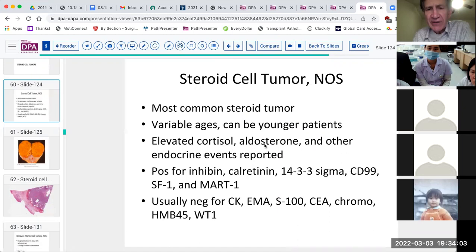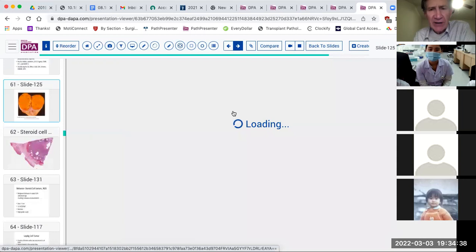And these, again, are positive for sex cord stromal markers like inhibin and calretinin. But they also have a few other specific markers like CD99 and 14-3-3 sigma, which I believe is another hormonal marker. And they'll usually be negative for cytokeratin, S100, CEA, WT1, and so forth. So that could be useful if you were concerned about a possible carcinoma.